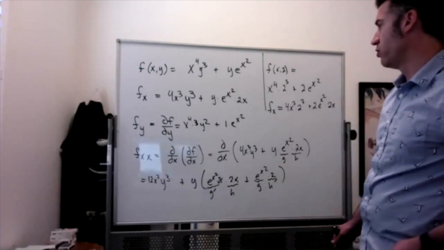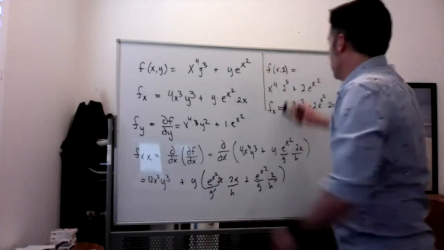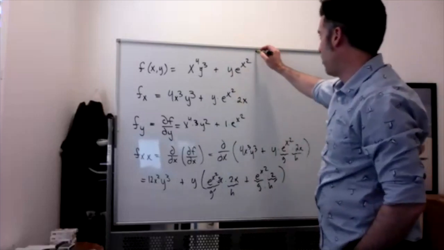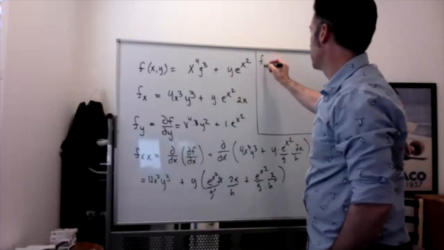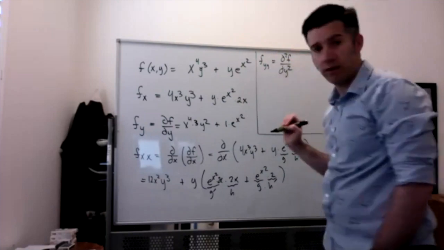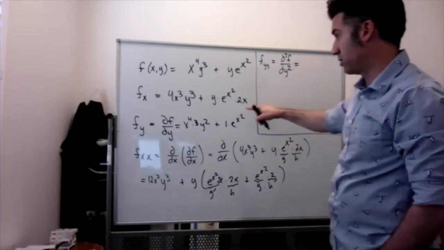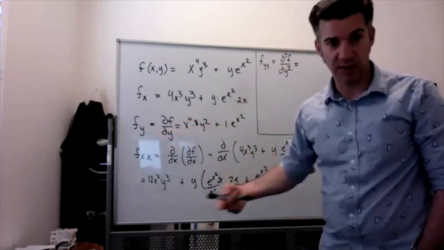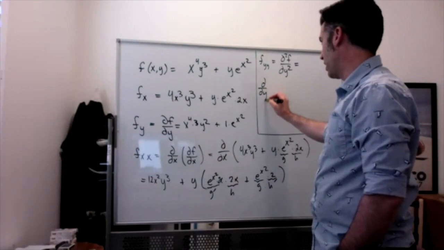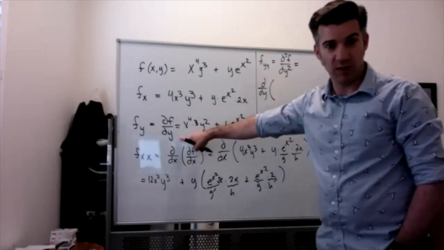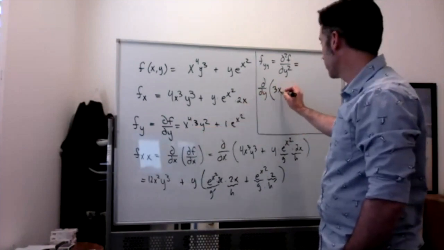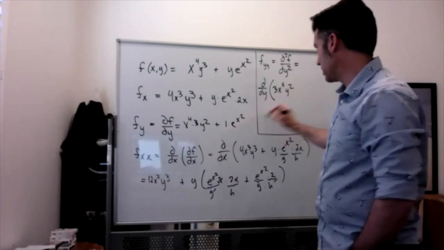And I'm running out of room, that's okay. Let's do the second partial with respect to y over here. So I want to find fyy, or del squared f del y squared. We are going to take the derivative with respect to y and differentiate with respect to y again. Let's write it as the partial with respect to y of the derivative with respect to y. I'm going to rewrite this just a tiny bit. I'm going to write it as 3x to the fourth y squared plus e to the x squared.